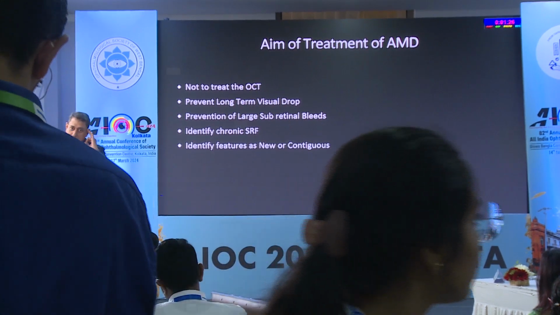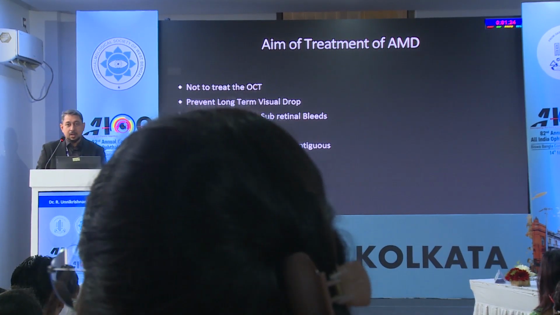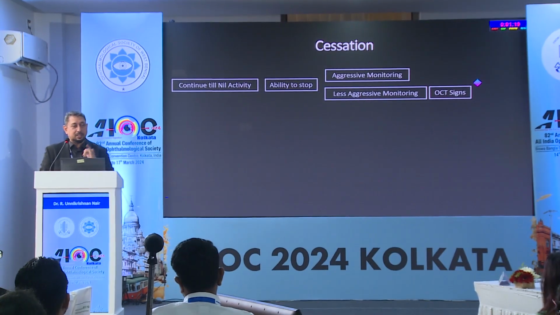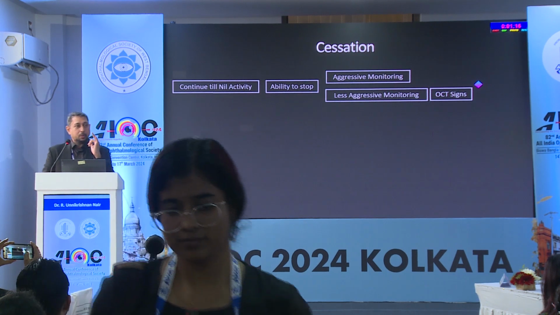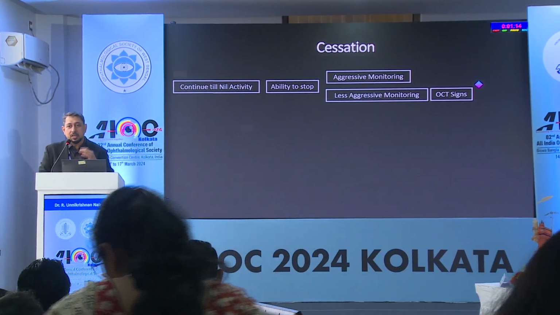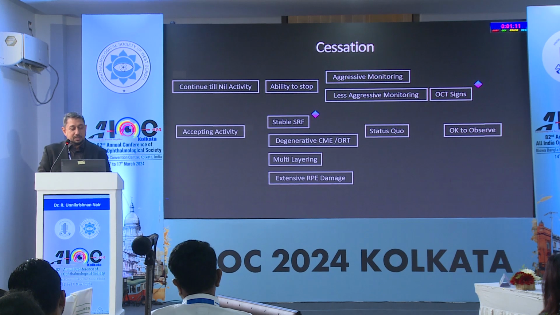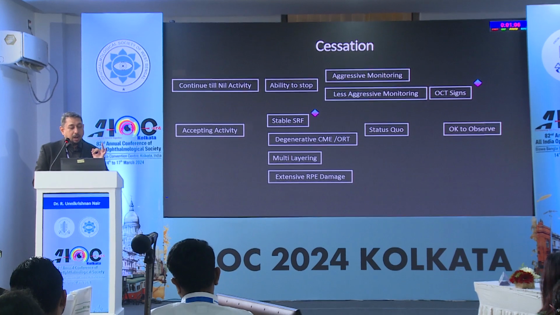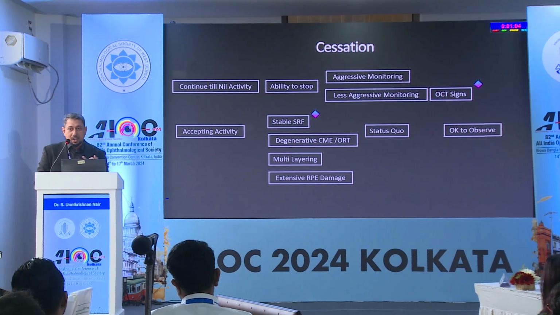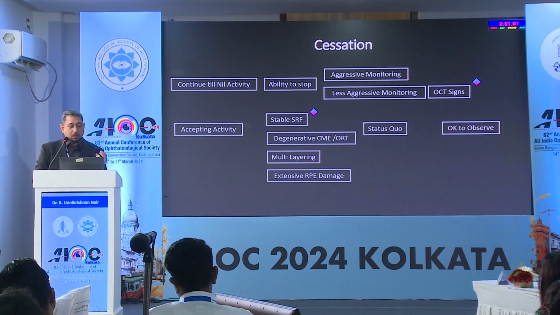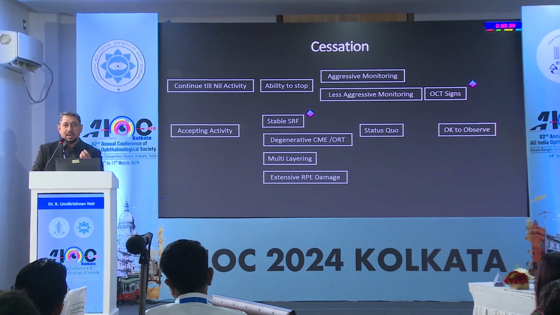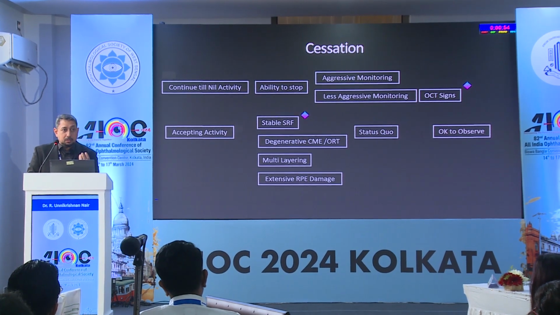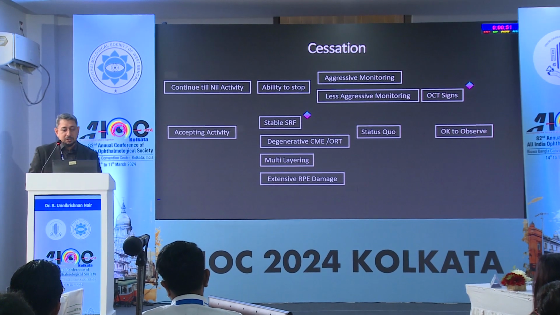So the whole indication, the mindset should be changed: you don't over-treat chronic SRF. This is the hardest thing. Starting treatment is easy, continuing treatment is easy, but knowing when to stop treatment is one of the hardest points in management. So the ability to stop is when you have stable SRF, when you accept activity with stable SRF, when you see outer retinal tubulations, when it goes to multi-layering, or when you have an end result of extreme RPE atrophy, and that requires you to become less aggressive to maintain vision.